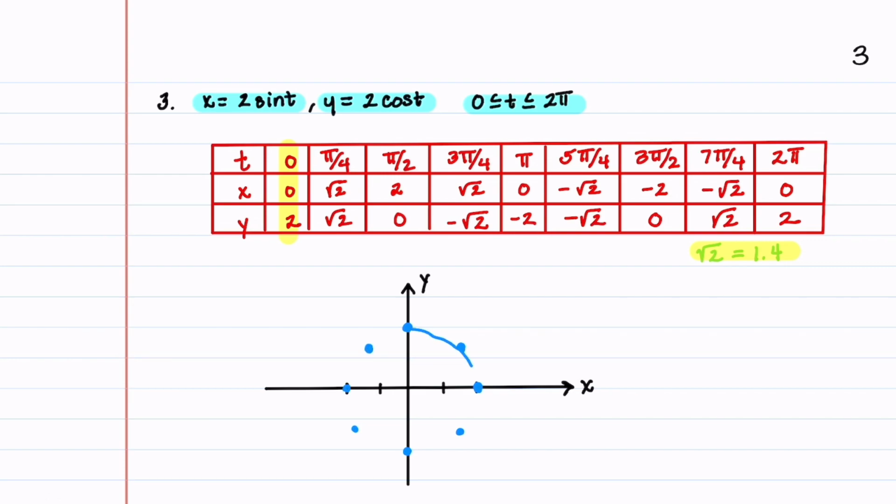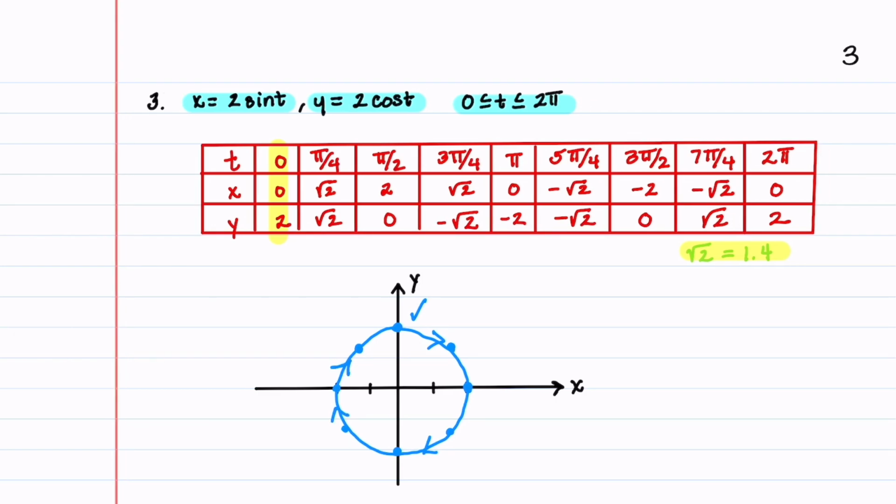We'll now connect our points, and hopefully it'll look like a circle. There we go, it does. And then lastly, let's put the direction of our curve. We started with this point and went to the right, so the direction of our curve is clockwise.